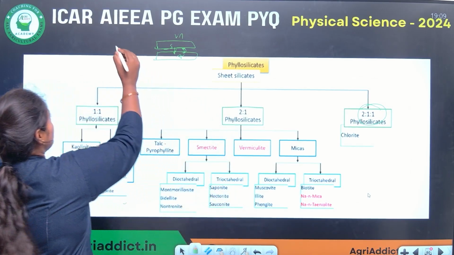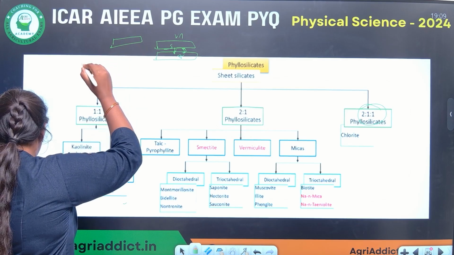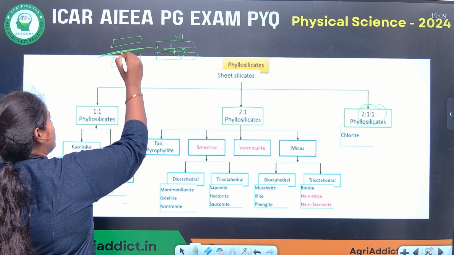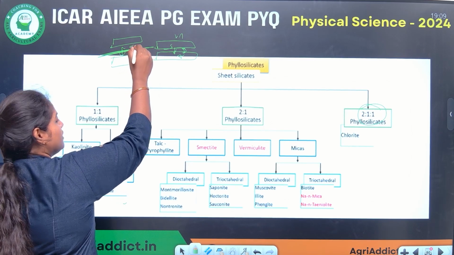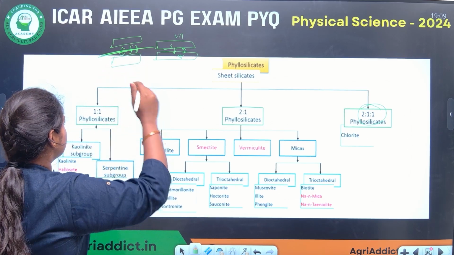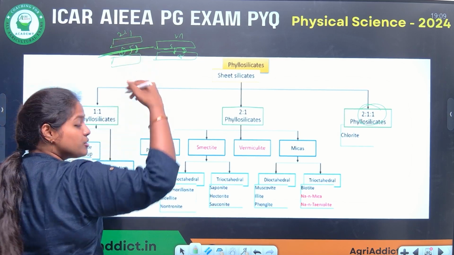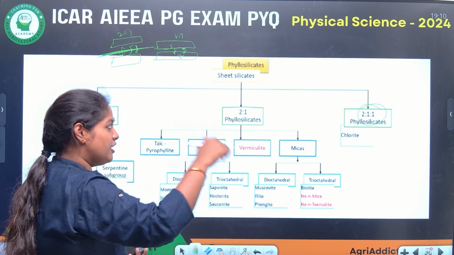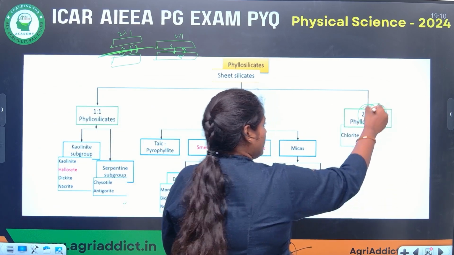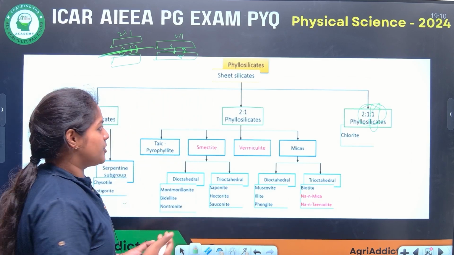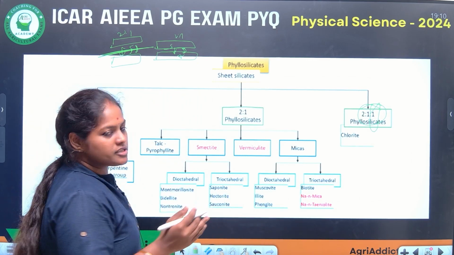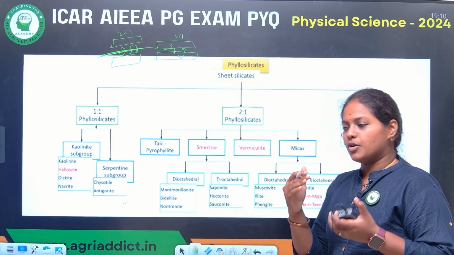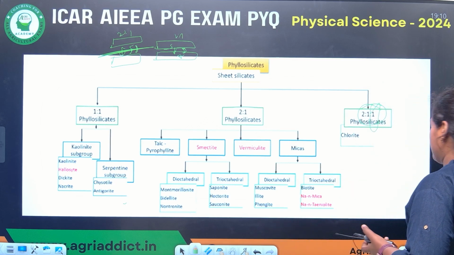2:1 means two silica tetrahedra will be there. In between them, one aluminum octahedra will be present, and the three are bound together like a sandwich. This is 2:1. 2:1:1 means two silica tetrahedra, one aluminum octahedra, and another layer which is the brucite layer. That is an additional layer present along with the 2:1. This is nothing but the classification of phyllosilicates according to the number of silica and alumina units they have.